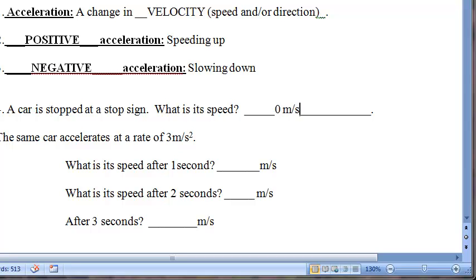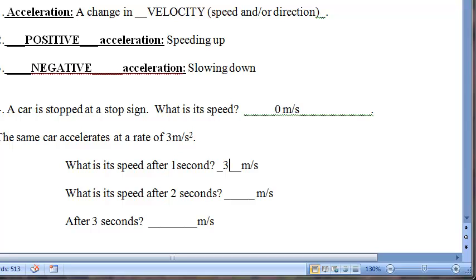If we take that car that isn't moving and we say that it accelerates at a rate of 3 meters per second, or 3 meters per second squared, then we can figure out how fast it's moving as time goes on. If it's going 0 meters per second right now, after 1 second, it will be going 3 meters per second. The acceleration rate tells us that every second the speed increases by 3 meters per second.